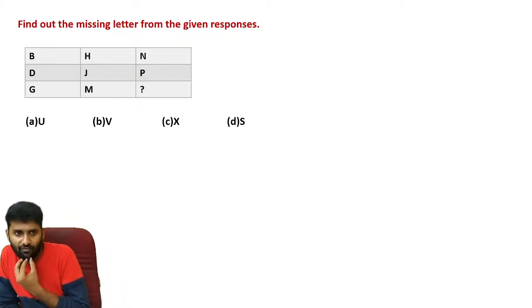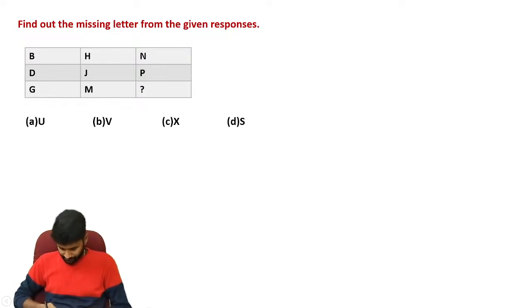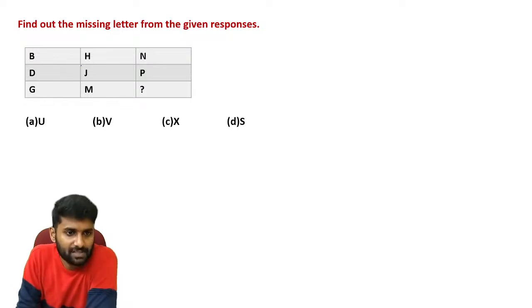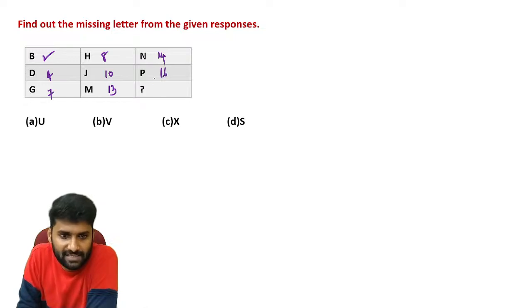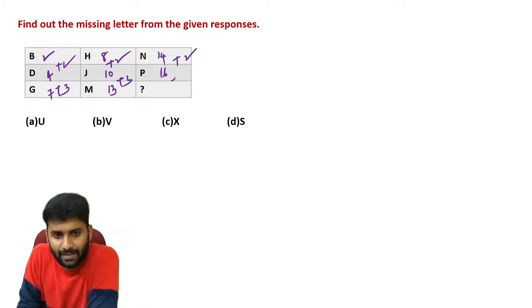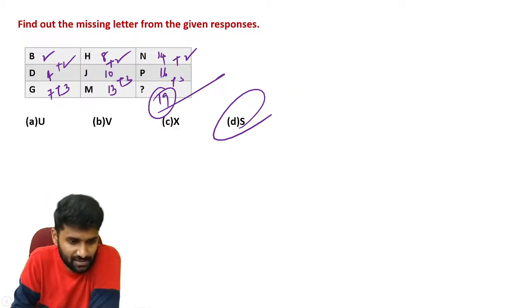Let's go through that. Find out the missing letter in the given response. Find the missing letter. Now see here, B is the second letter, D the fourth letter, and G the seventh letter. H8, J10, N13, N14, P16. So if you observe the series here, plus 2, plus 3, plus 2, plus 3. We are done with the plus 2, we have to add plus 3. So the 19th letter is S. That is the logic.